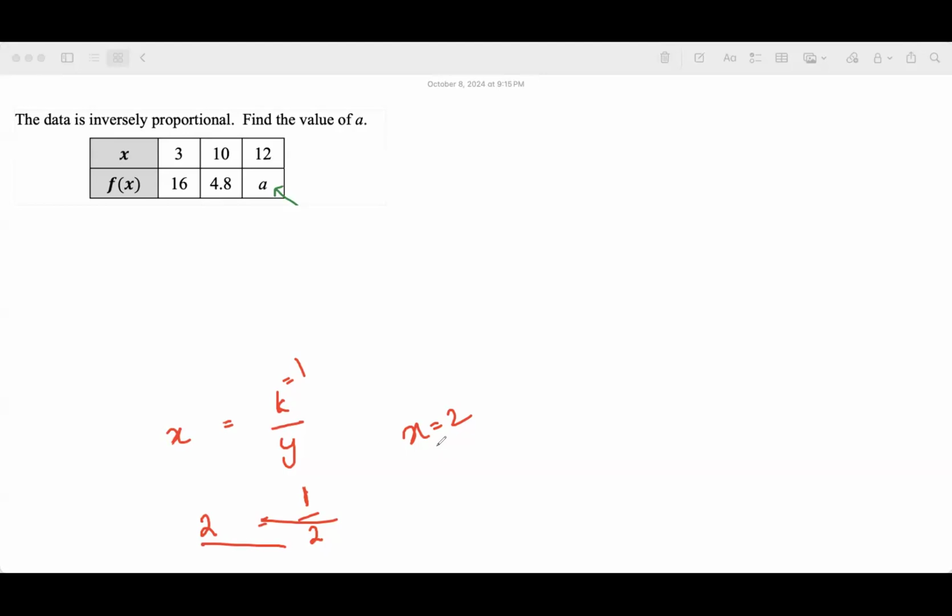x equal to 2 means y equals 1 by 2. Now increase the x value to 4. What happens? y will be equal to 1 by 4. Do you see it? x increased, y decreased. That is inversely proportional. One is in the numerator, one is in the denominator, making it inversely proportional.